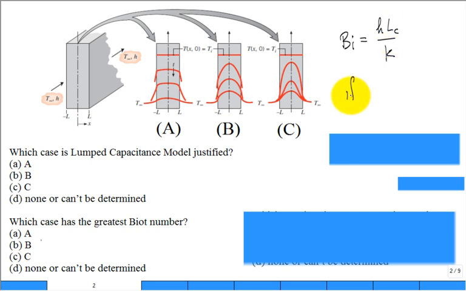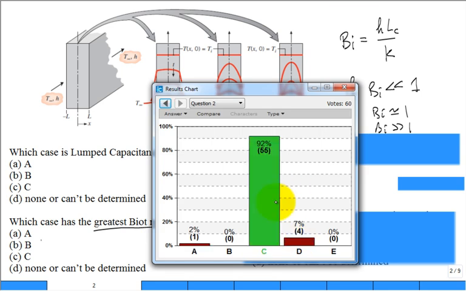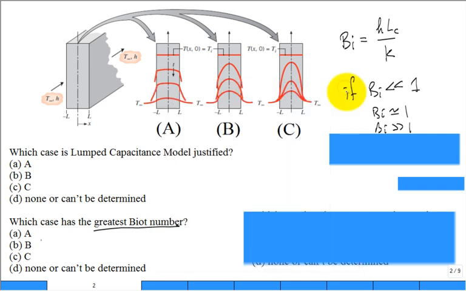If the Biot number is much, much less than 1, if it's small, we will use lumped capacitance. It could be the Biot number is around 1. Don't use it. It could be the Biot number is even greater than 1. Definitely don't use it. So which case would this be? The greatest Biot number is the one that's farthest away from justifying lumped capacitance. Which case is farthest away? C. C is farthest away. It has the greatest Biot number, doesn't it? All right.